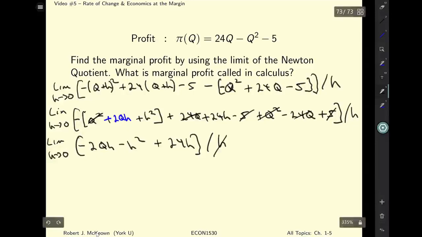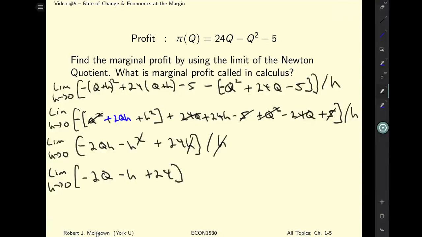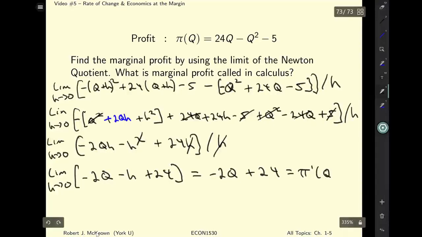Now I can see that I'm going to have an h there and there and there, and they're going to eliminate each other. I'm going to keep my limit, negative 2q minus h plus 24. And if I actually take the limit of this, I'm going to let h be equal to 0. And then I'm going to have negative 2q plus 24. And this is my marginal profit.